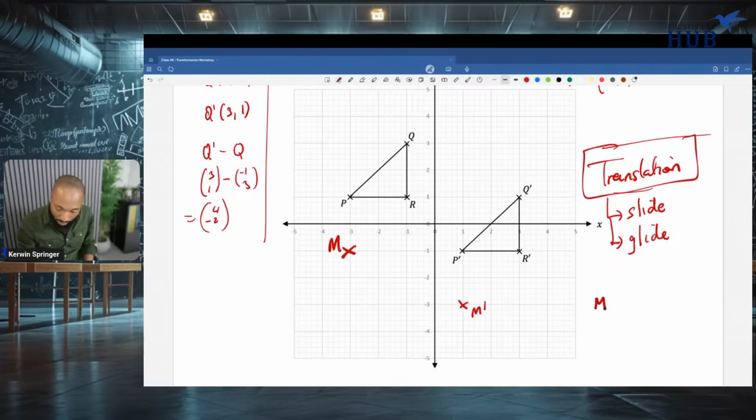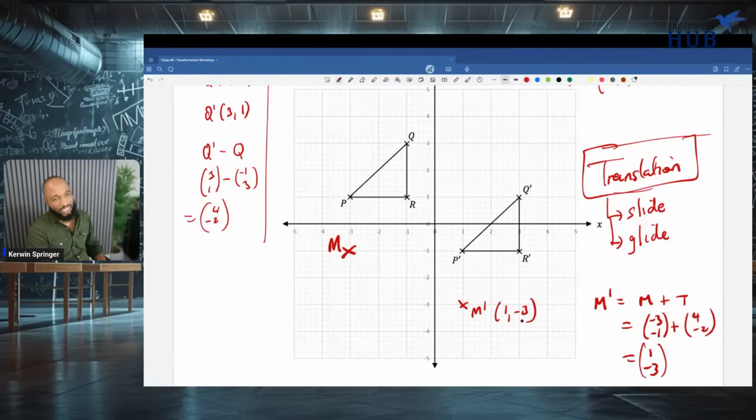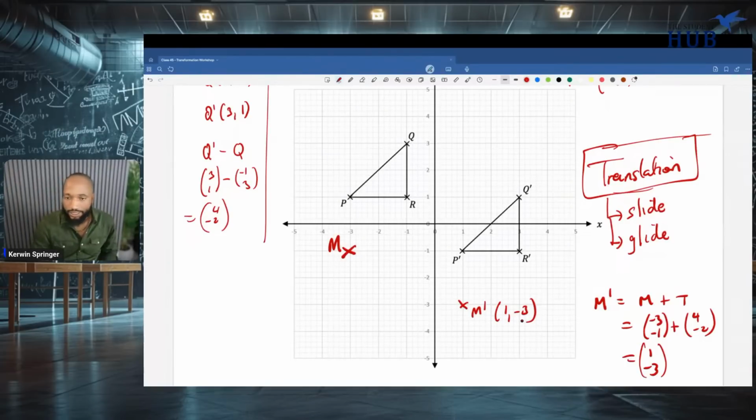Or you could say M prime would be equal to M plus the translation. So M is negative 3, 1 plus the translation is 4, negative 2. So you get 1, negative 3 plus 4 is 1, 1. This was negative 1 plus negative 2 is negative 3, so 1, negative 3. So M prime is 1, negative 3. Rate out of 10, how much y'all understand translations, ladies and gents? That's our translation right there.